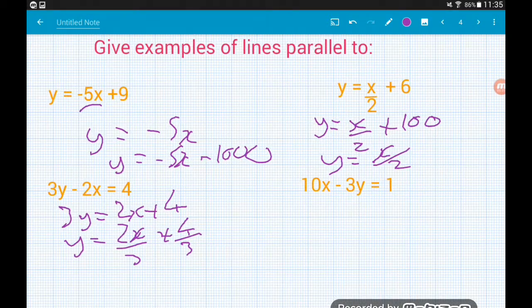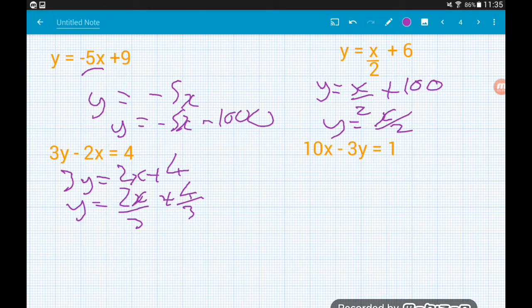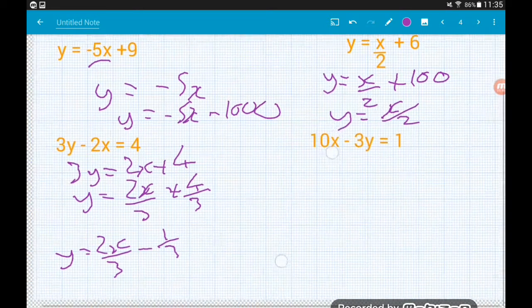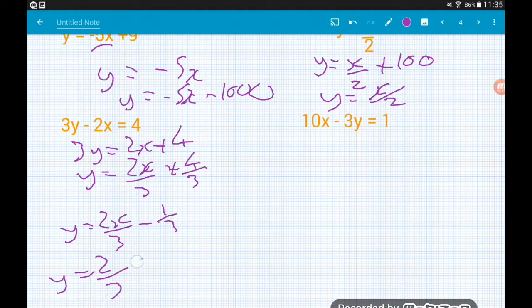So if we want parallel lines to y equals 2/3 x add 4/3, then we just need to have a 2/3 x. So we could have y equals 2/3 x minus 1/3. That would be parallel. We could have y equals 2/3 x add 1,000,000 if we wanted to. And that would be parallel because we have got the 2/3 x as we need.